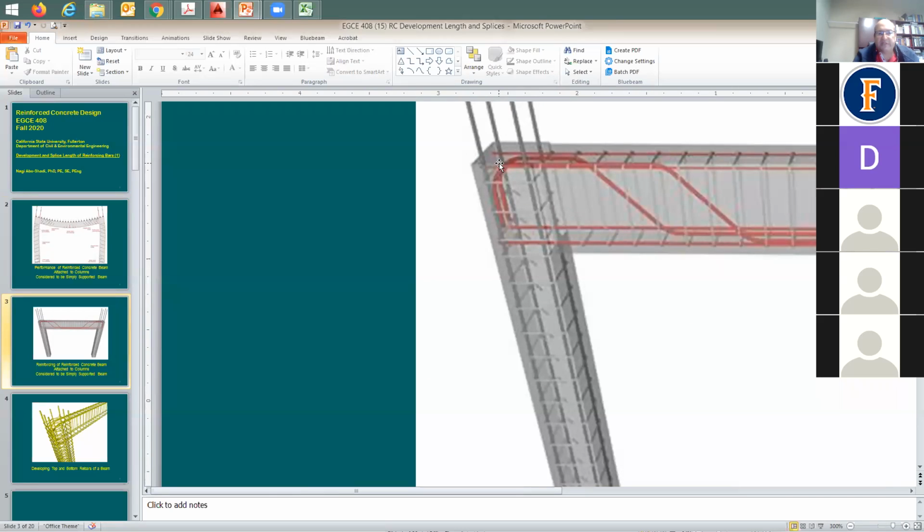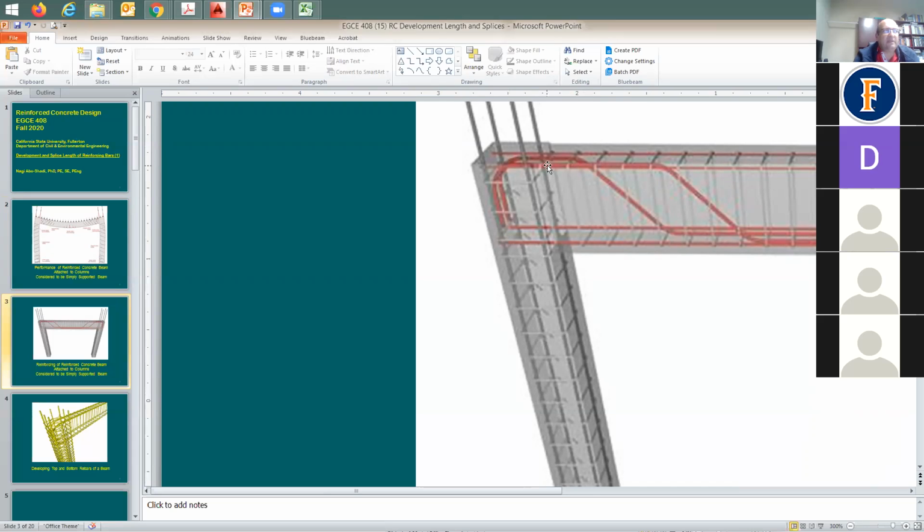So there's two ways of developing the rebar. Either you hook it, and we call this a 90-degree standard hook, or we do a 180-degree standard hook that I'm going to show you in a minute. The 180 means that you bring the bar back in this direction, or with the 90-degree, you just bring it down.